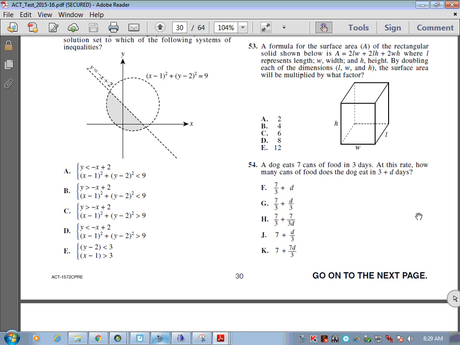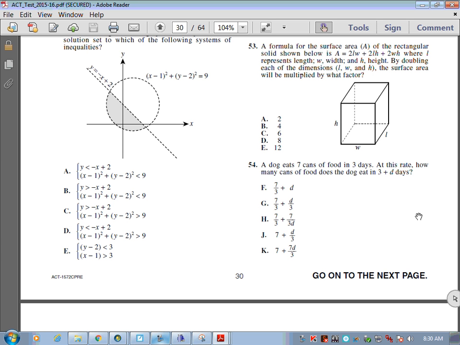53, the formula for the surface area of the rectangular solid shown below is area equals 2 times the length times the width, plus 2 times the length times the height, plus 2 times the width times the height. Essentially, there's a better formula for surface area: perimeter of the base times the height. But in any case, let's see. Where L represents length, W represents width, H represents height. By doubling each of the dimensions, length, width, and height, the surface area will be multiplied by what factor? I actually didn't solve this in a long, drawn-out way.